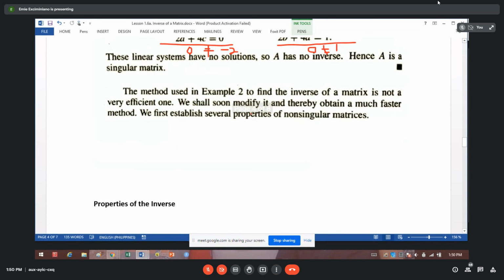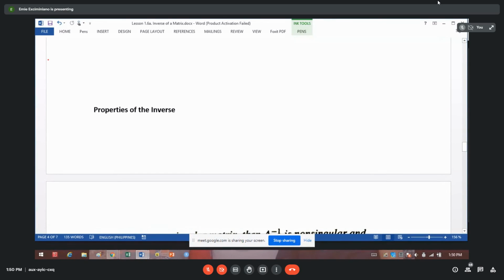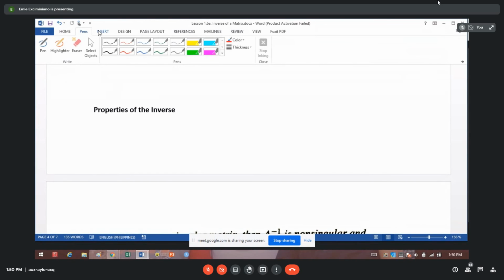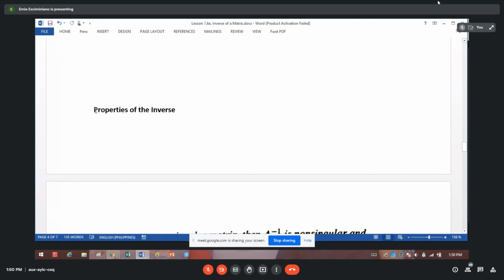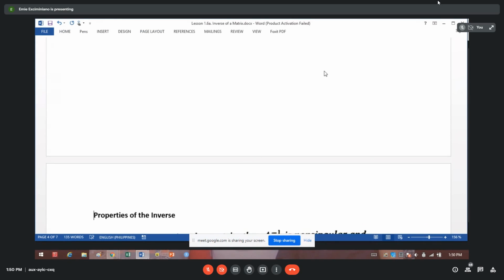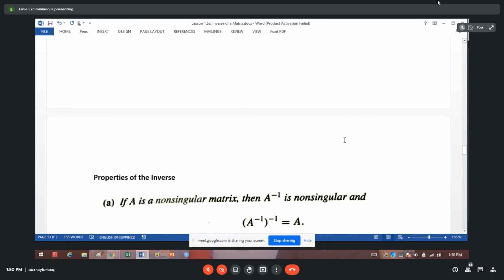Kasi naiintindihan ko eh. Sana naiintindihan nyo rin, ha? At saka, hirapan ako magsalita. Sakit kasi ako. Okay.